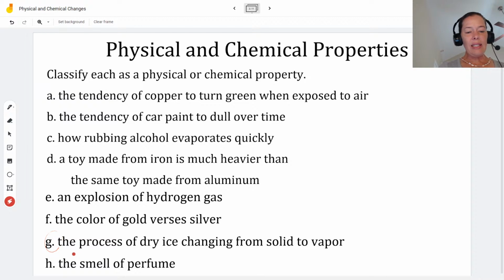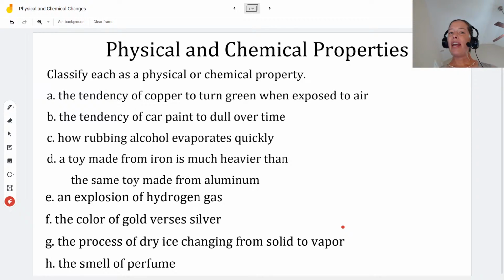Okay, G is the process of dry ice changing from solid to vapor. You might have done this if you had a shipment of something that was really cold. I remember as a kid, this was always super fun to do. You get a chunk of dry ice, you pour a little water on top, and you get lots of water vapor coming off. So what we've got here is a phase change. We're going from solid to vapor because, of course, dry ice does not actually pass through the liquid phase at atmospheric pressure.